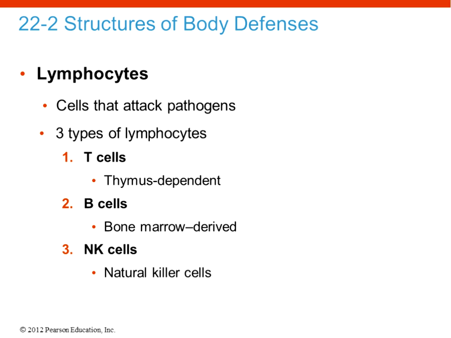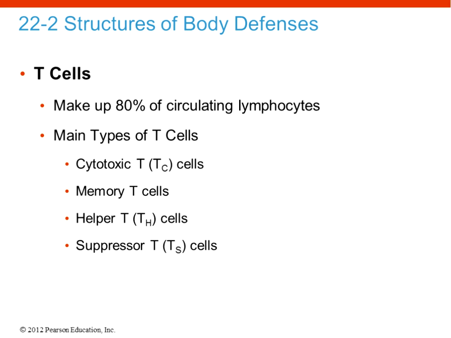So we've talked about some autoimmune stuff before. But anyway, so those are T cells and B cells. And finally, this third category are called natural killer cells, or NK cells. So we'll talk about these different types.